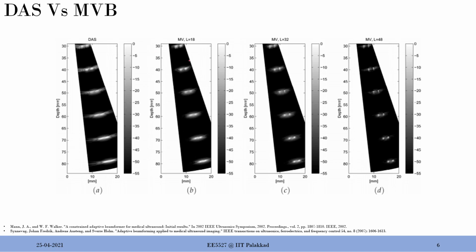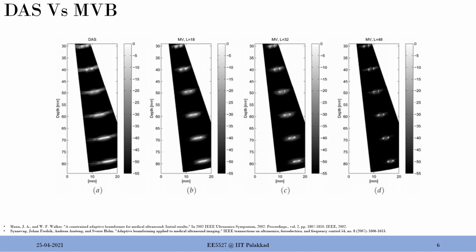So with L equal to 18, you have a slightly better result than the DAS. When L equal to 32, you can start to distinguish these two wires, and when L equal to 48, you are actually going to get these wires crystal clear. So it's very, very important that what we are essentially seeing is an improvement in lateral resolution. You could see it that way, right? Much better than the DAS algorithm.